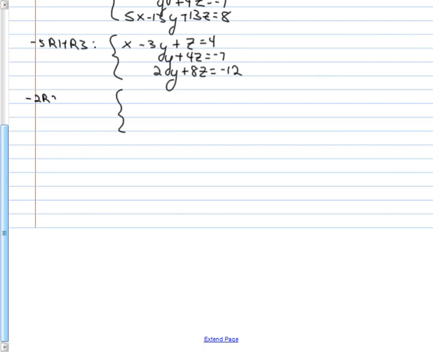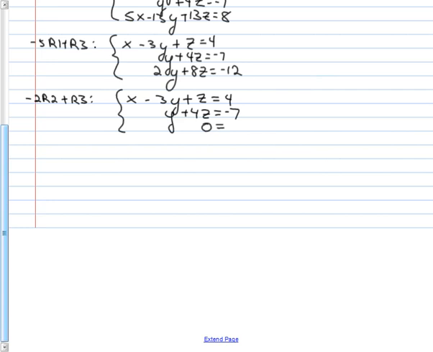Negative 2 times row 2, add it to row 3. That will do it for me. Gaussian elimination takes a few steps where you simply copy carefully so you don't miscopy anything. All right, negative 2y plus 2y, gone. Negative 8z plus 8z. 0 is all that's left on the left side, everything eliminated.